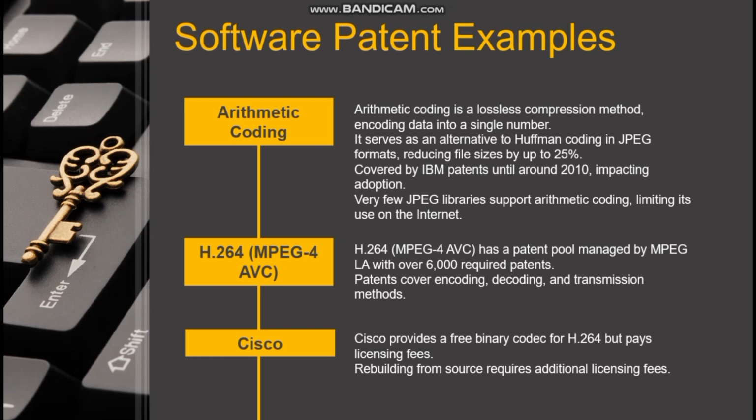Two well known examples of software patents are arithmetic coding and H.264. Arithmetic coding is a way to compress JPEG files, reducing file size by up to 25%, but it was covered by IBM patents until around 2010. As a result, it is rarely used in JPEG libraries online.